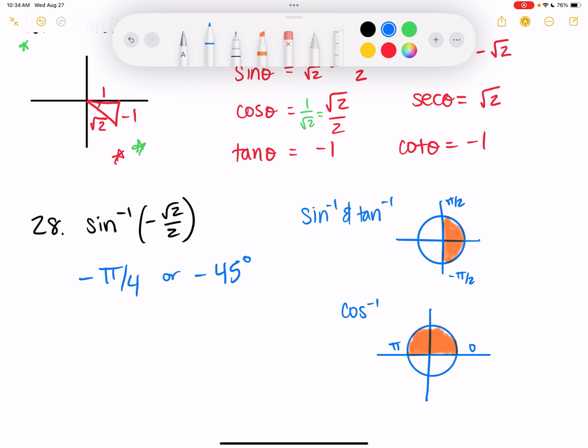Are you okay with typing them in and changing the mode on your calculator and all that? Yeah. Okay. I won't do one of those then.